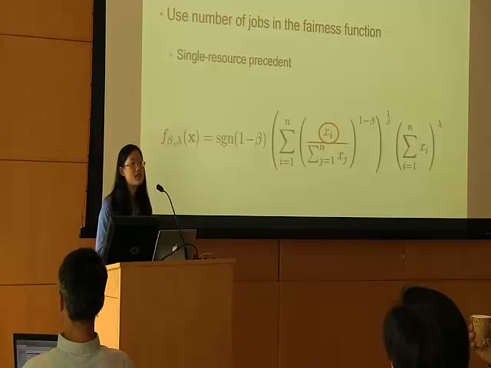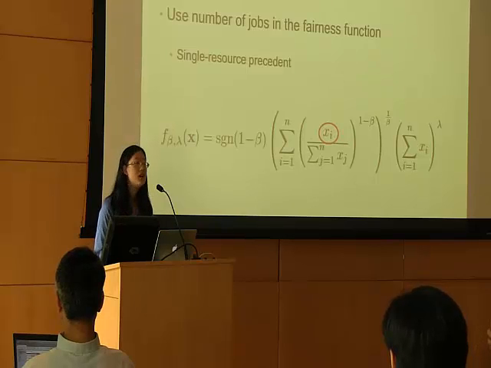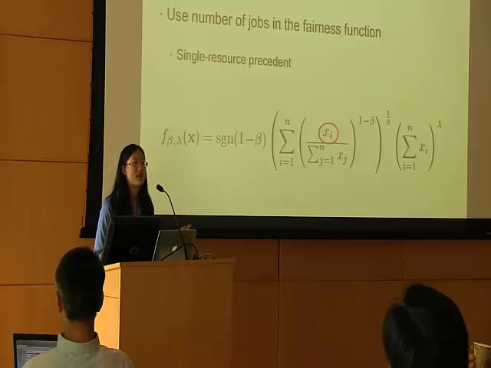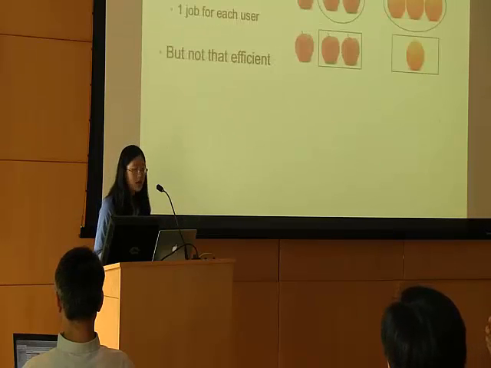The justification here is that if I'm a user, my utility isn't really affected by the amount of resources I receive. It's more affected by the number of jobs I can process. So in that sense, it makes sense to just look at the fairness of the number of jobs allocated to each user. So this vector x here just stands for the number of jobs. But that might not be the best way to go about this.